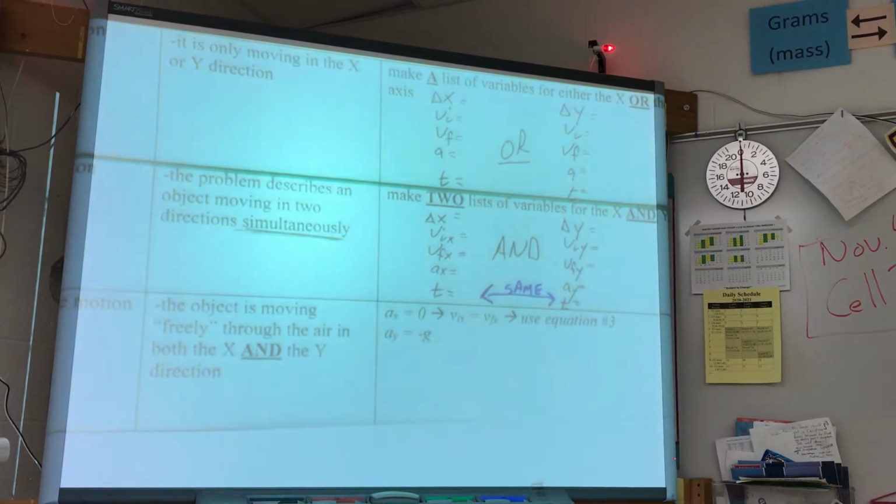Delta x is equal to vix times t plus 1/2 ax t squared, sorry. But because my ax has a value of 0, 1/2 times 0 times t squared is 0. This whole back term cancels out. It's a good one to use.